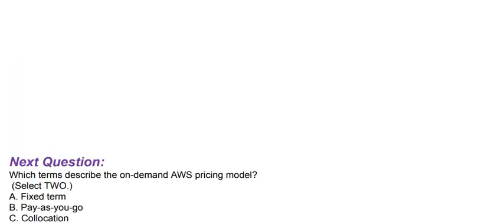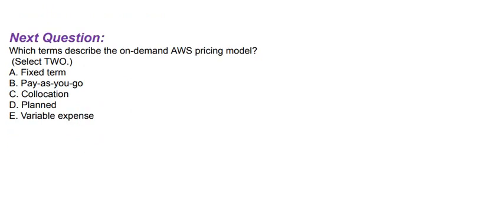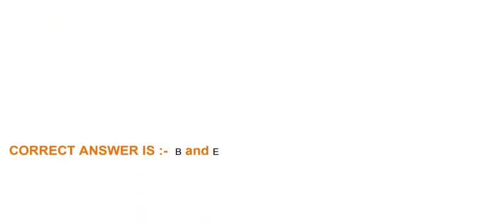Next question is, which terms describe the on-demand AWS pricing model? Select two options. Option A, fixed term. Option B, pay as you go. Option C, co-location. Option D, planned. And option E, variable expense. The correct answer is options B and E.